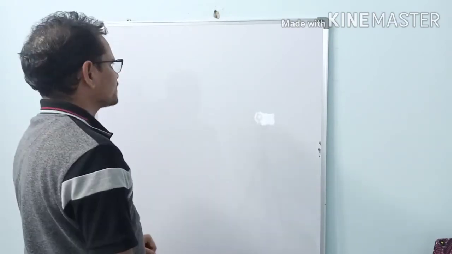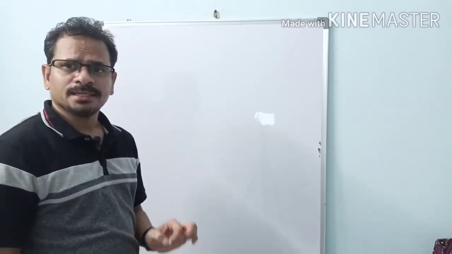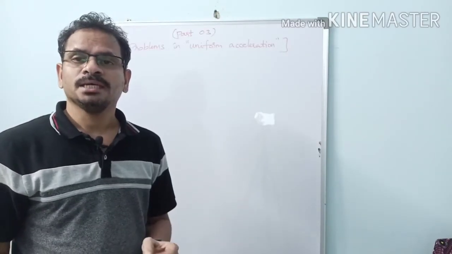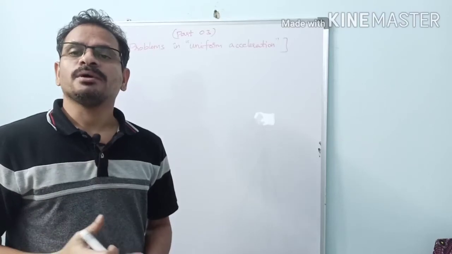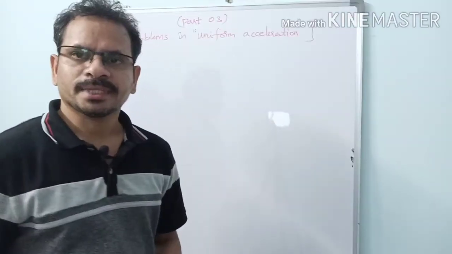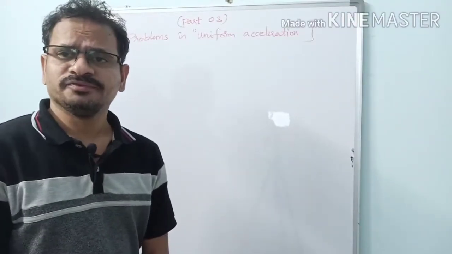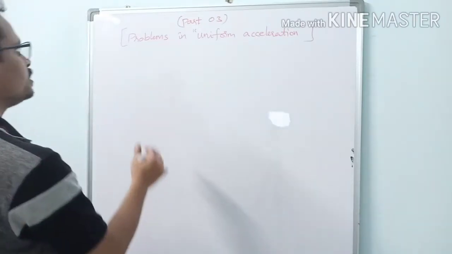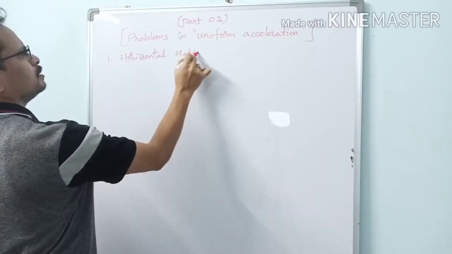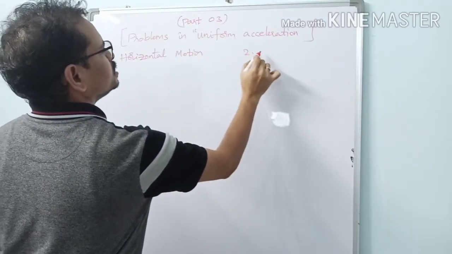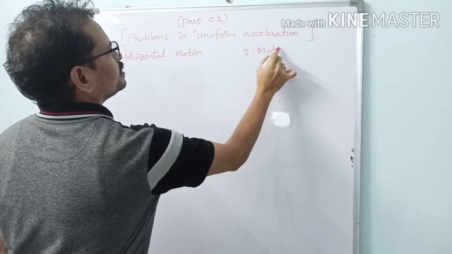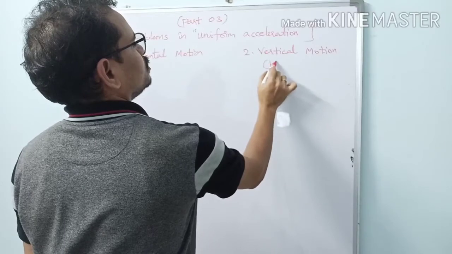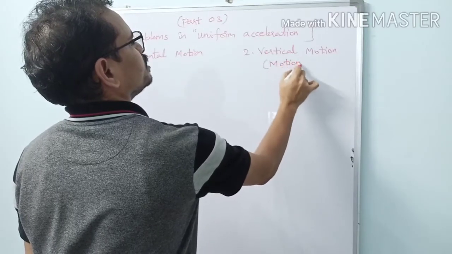Our topic is quick revision, motion in a straight line, part 3. We are going to do problems regarding the motion of bodies under uniform acceleration. Here there are two types of motion under uniform acceleration. One is horizontal motion, and the second one is motion under gravity. Vertical motion means motion under gravity.